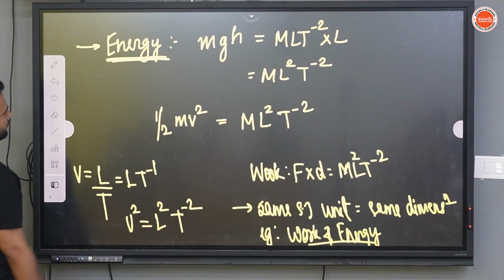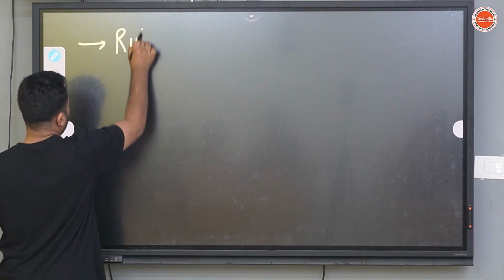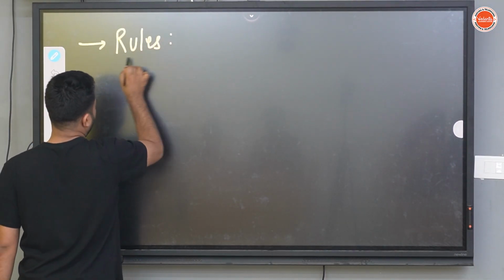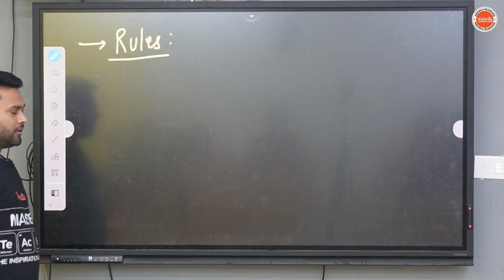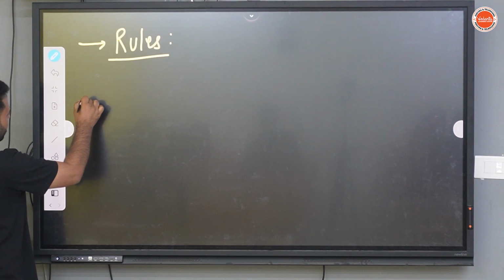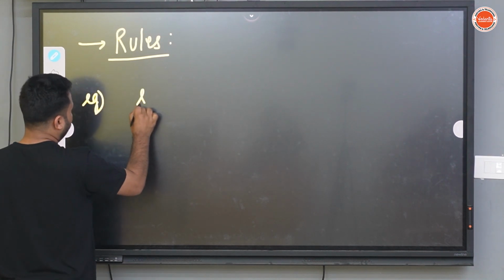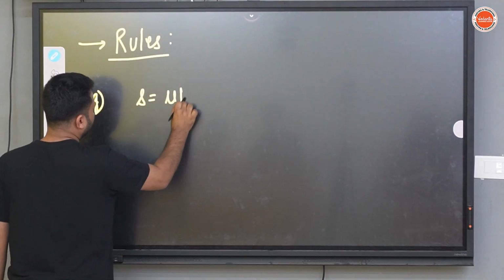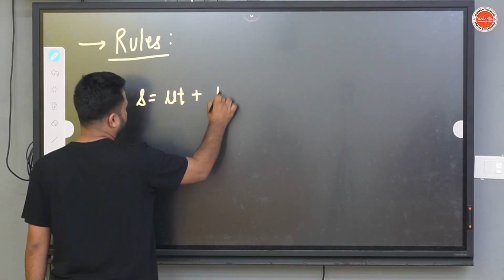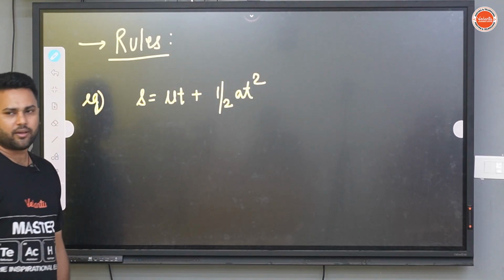Now we have some rules for dimension. What are the rules? See, with the help of an example I will make you understand. Like for example, there is a formula S equals ut plus half at square.